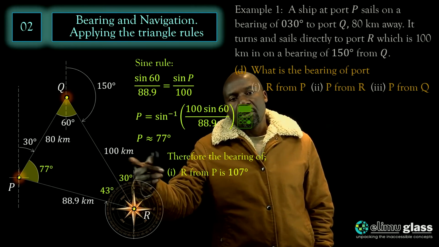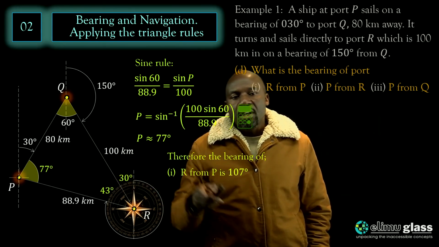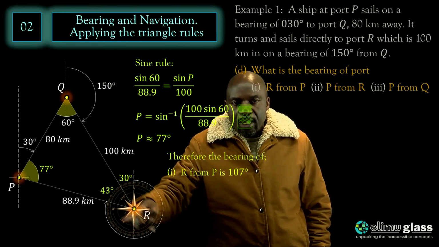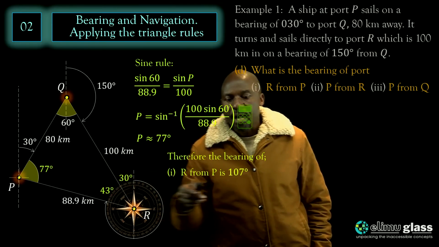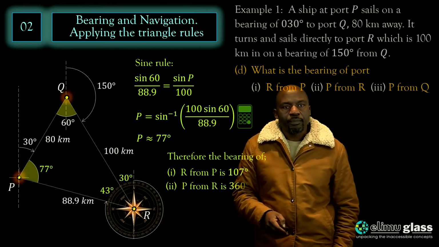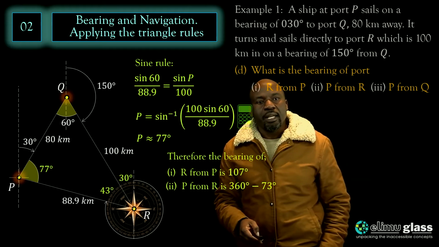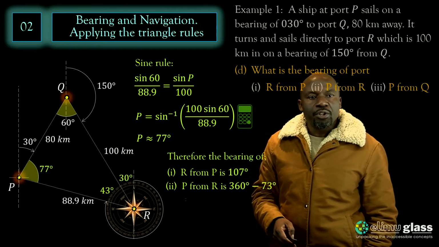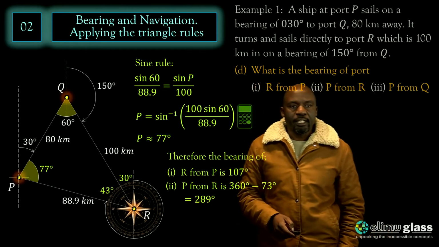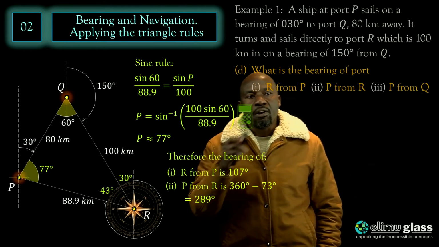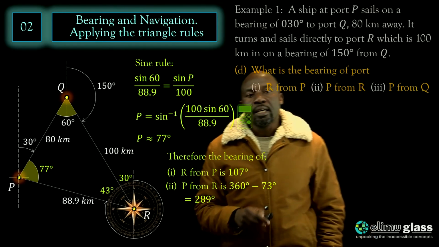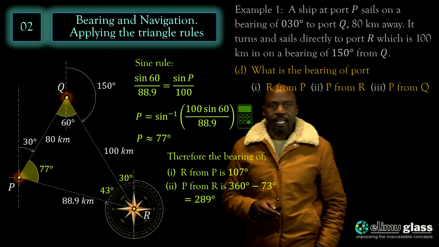If we add these two, we get 73 degrees. So therefore, our angle there has to be 360 minus 73 degrees, which gives us, I think, 289 degrees. So the bearing of P from R is 289.